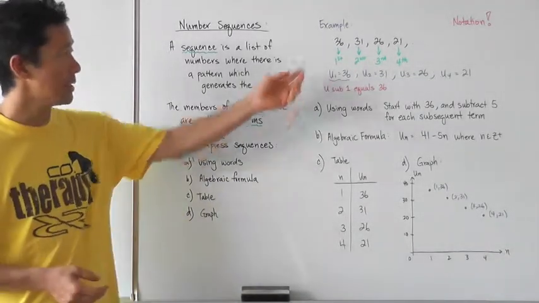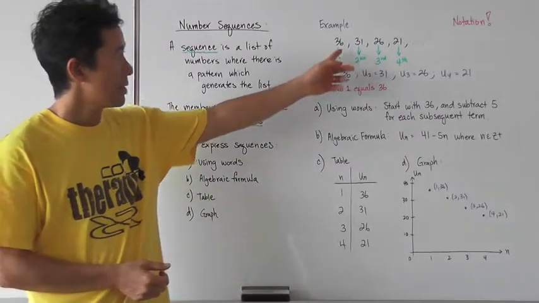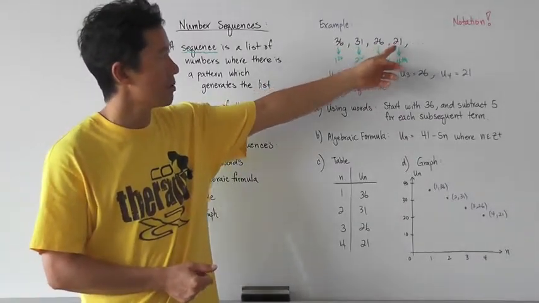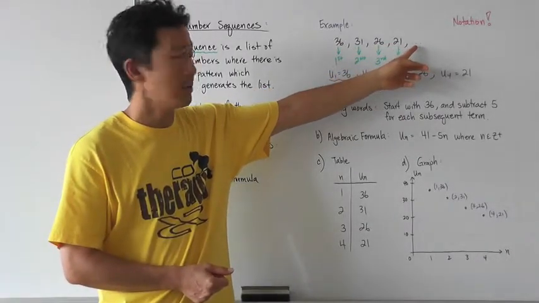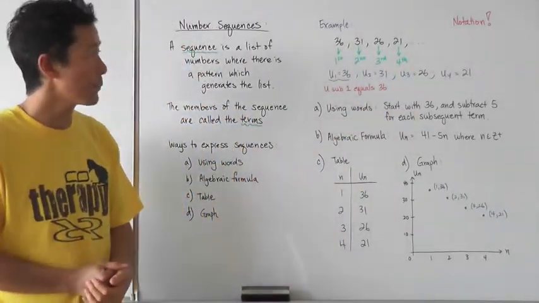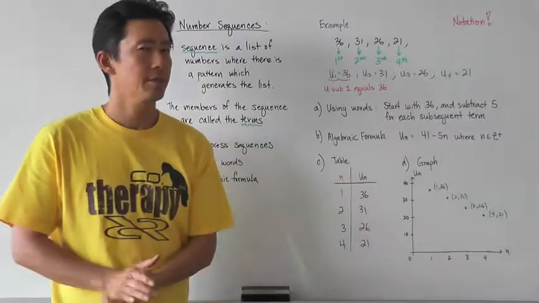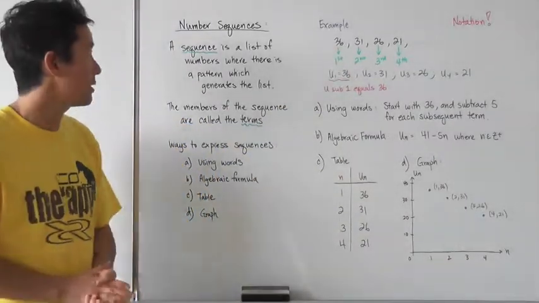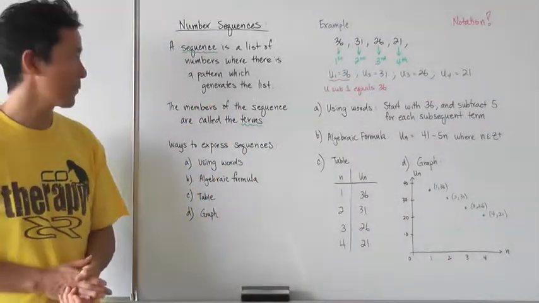Now if we take a look at this example, 36, 31, 26, 21, and dot dot dot, where the dot dot dot means that the list continues on forever in that pattern, then we can definitely see that there's going to be a particular pattern to that, and therefore we can call that a sequence.